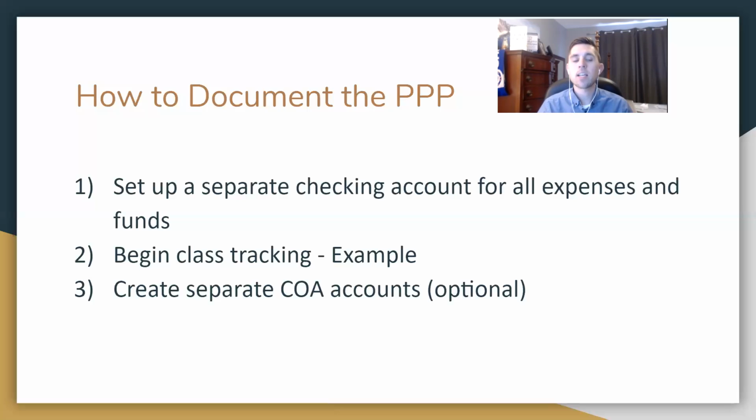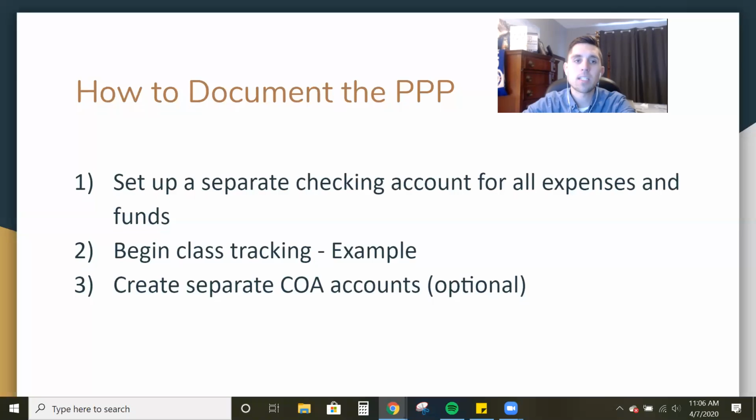What class tracking does is basically you can track income and expenses by class, basically by a little subset, a little subcategory to be really specific. And the nice part about this is if you set this up correctly, when you're all done, you've used all these funds, you can just run a report and see everything that was used for those funds. So let me just show you what this looks like.